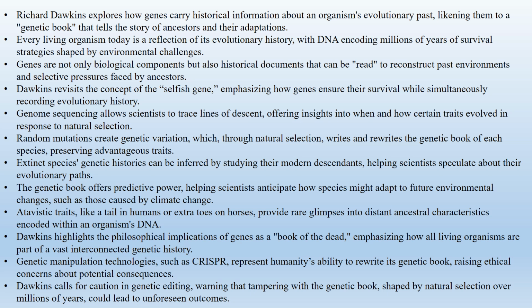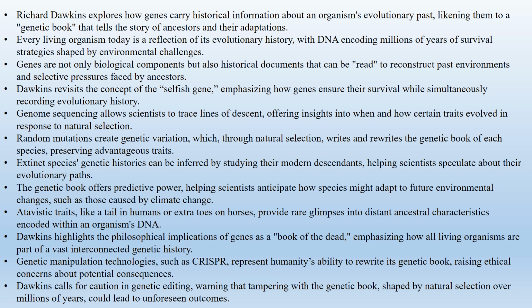Dawkins emphasizes the predictive power of genetics as well. Just as we can look back through the genetic book to understand the past, we can also use it to make predictions about the future. By understanding how certain traits have been favored through natural selection, scientists can predict how species might evolve in response to future environmental changes. This forward-looking aspect of the genetic book is particularly relevant in the context of climate change and other global ecological shifts, as it offers insights into how organisms might adapt or fail to adapt in the face of these challenges.